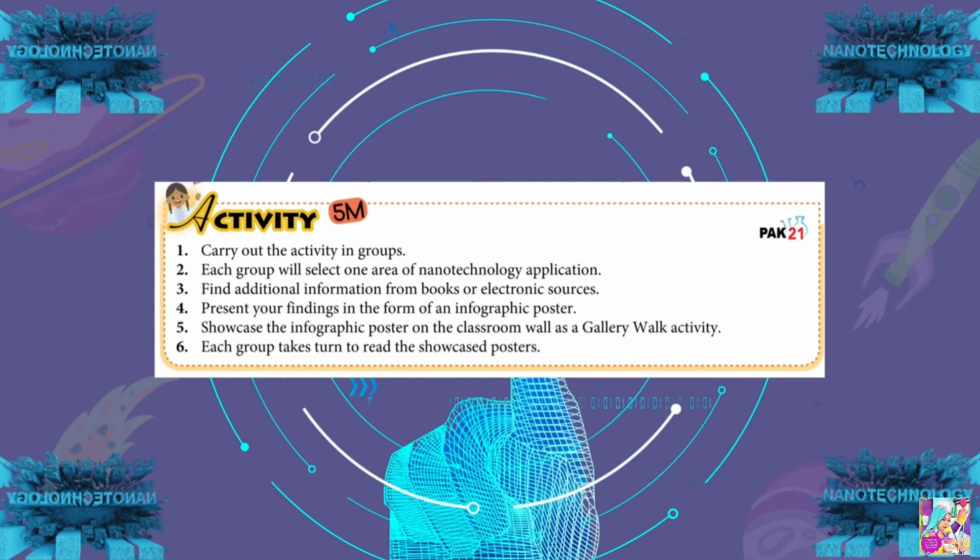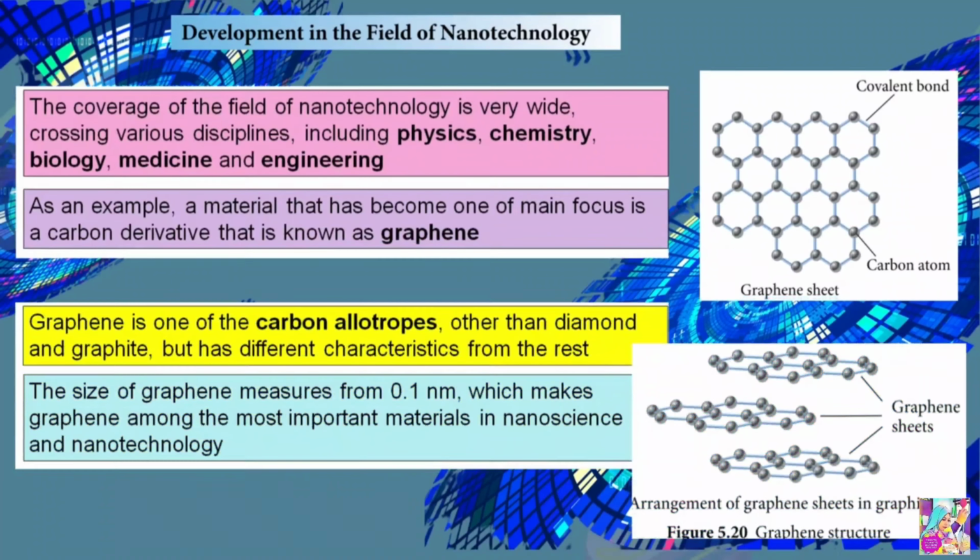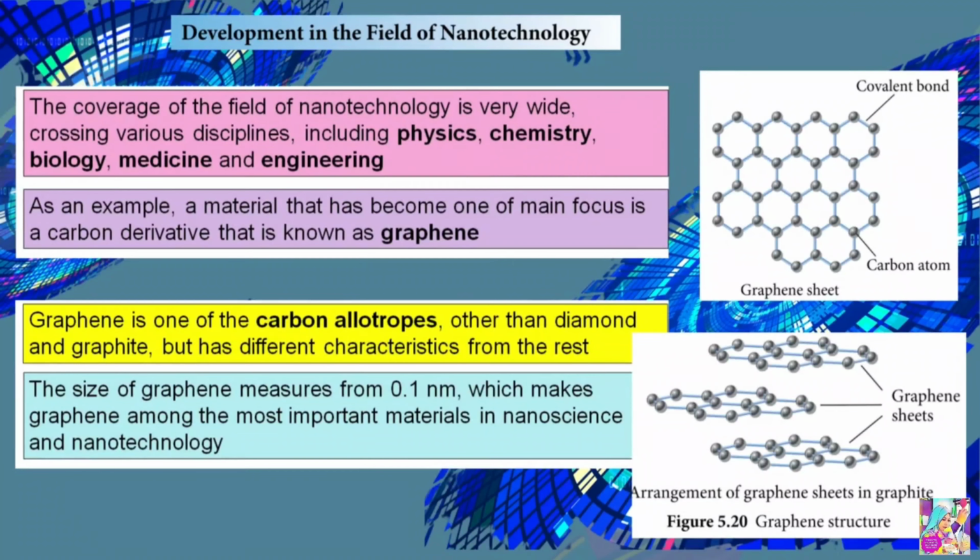Okay, so we continue with the development of the field of nanotechnology. The coverage of the field of nanotechnology is very wide, crossing various disciplines, including physics, chemistry, biology, medicine, and engineering. That means a lot of knowledge must be combined together in nanotechnology.